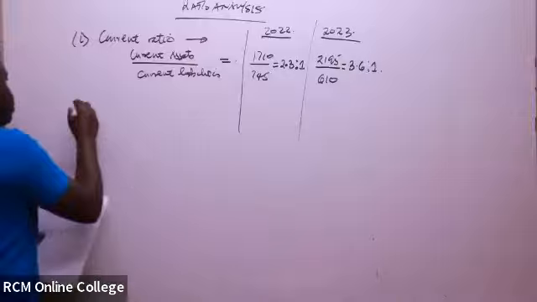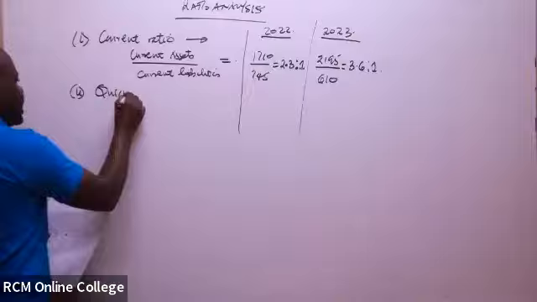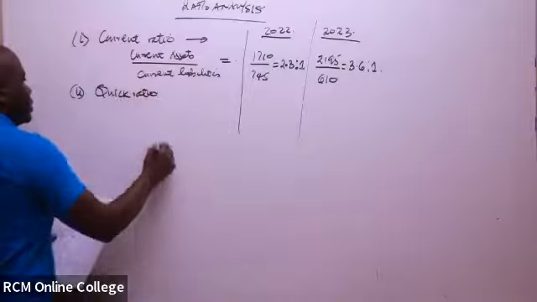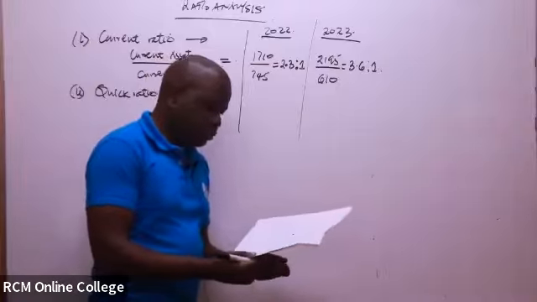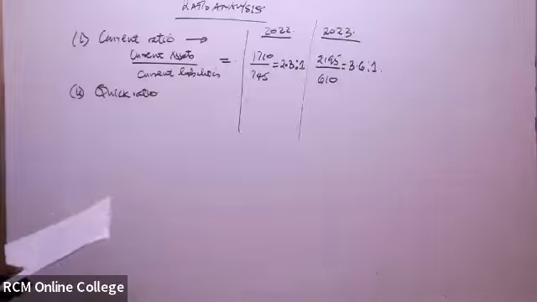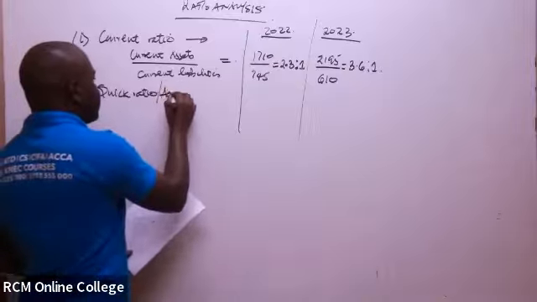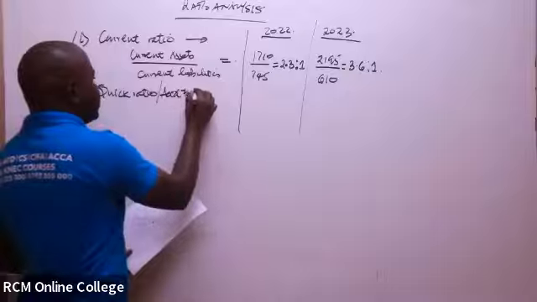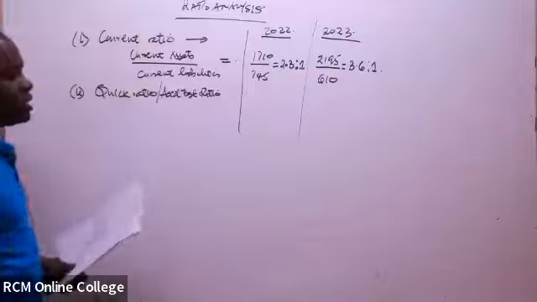It is the quick ratio. So what is the formula for quick ratio? The formula for quick ratio. Quick ratio, sometimes we call it what? Acid test ratio. We sometimes call it acid test ratio.